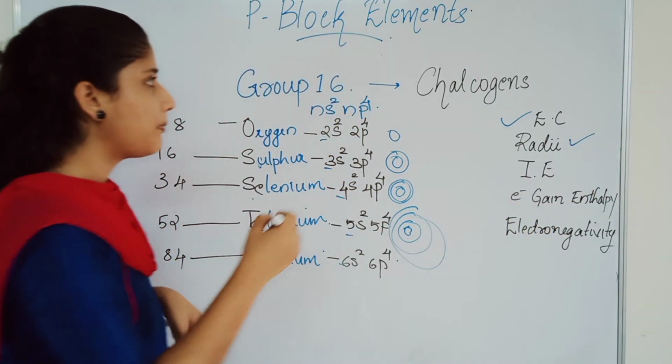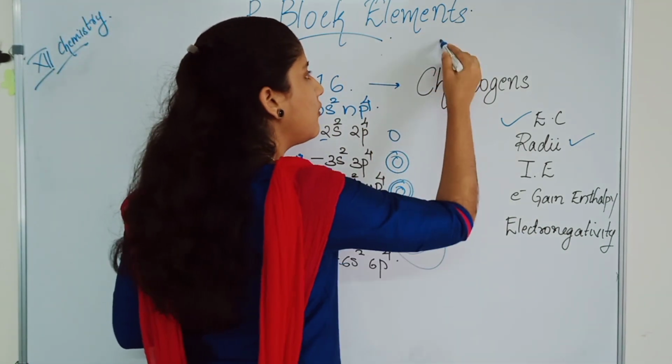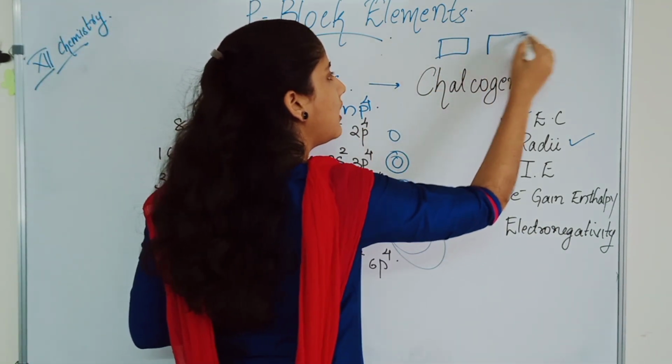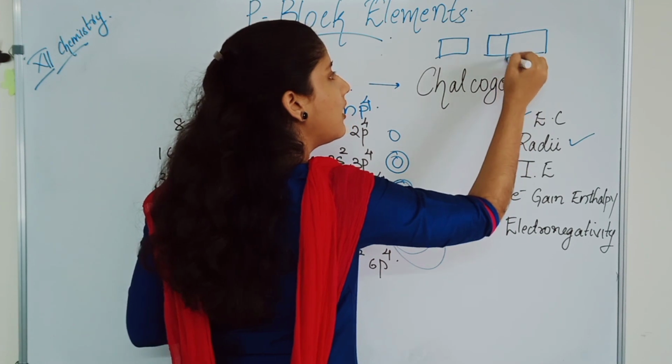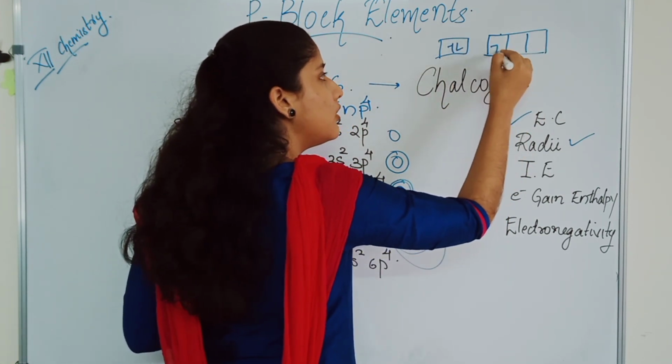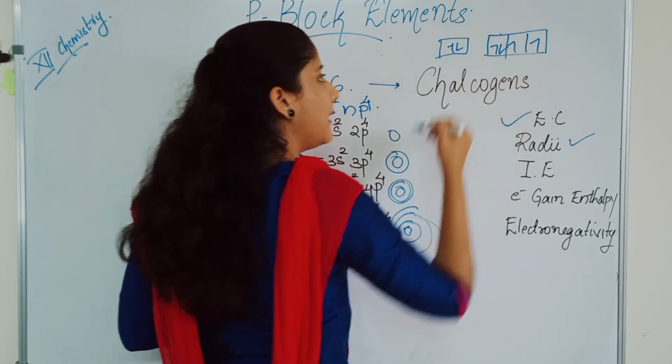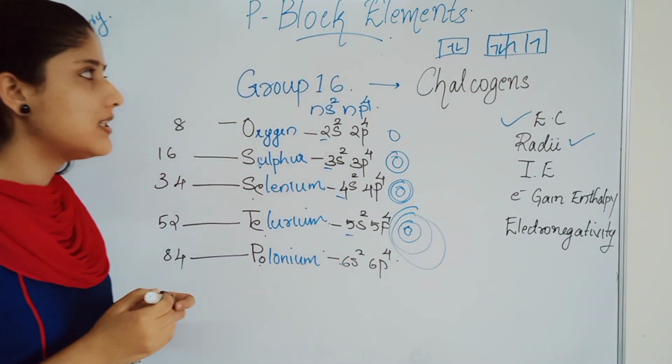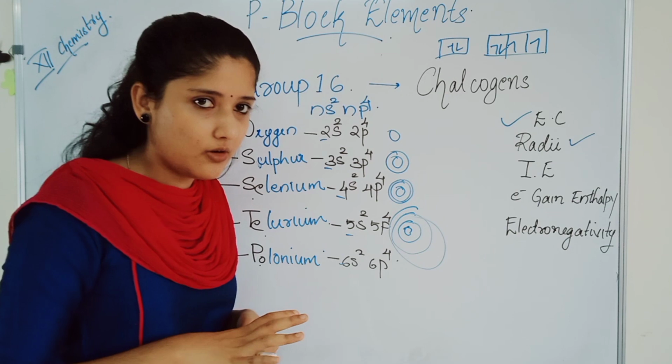Also one thing: here the outer electronic configuration we studied is ns2 np4, that is 2, 4. But in group 15 we studied it is ns2 np3.